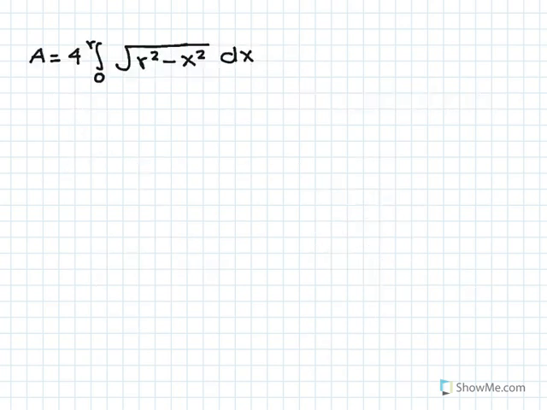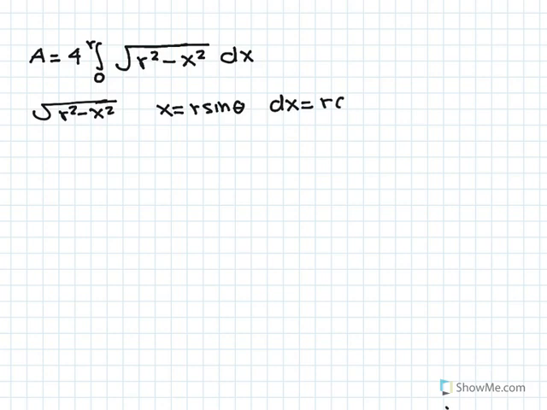Alright, so what we have is area is equal to 4 times the integral from 0 to r of root of r squared minus x squared dx. We'll look at the integrand, and we have r squared minus x squared. This is constant squared minus variable squared, because r is a constant. So we're going to apply the trigonometric transformation, x is equal to r sine theta. Differentiate, dx is equal to r cos theta d theta.